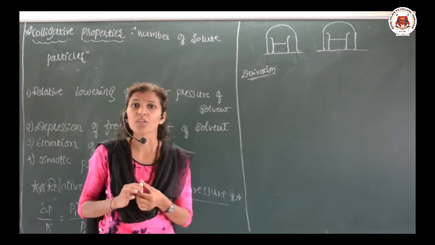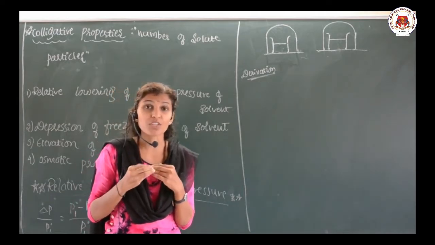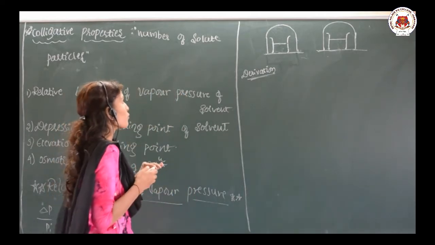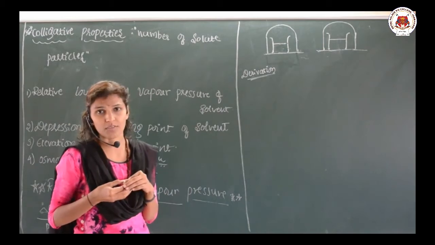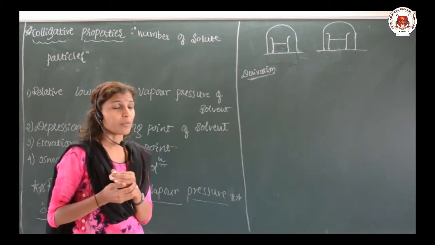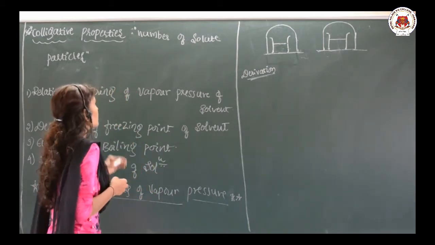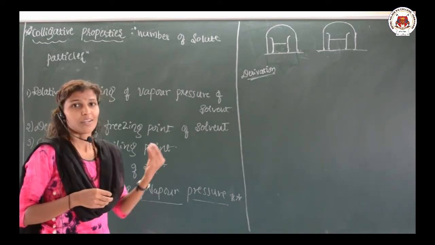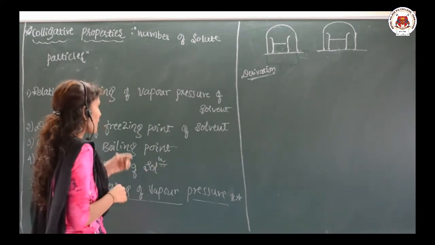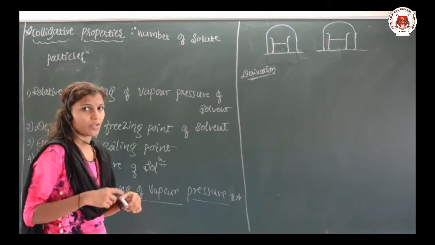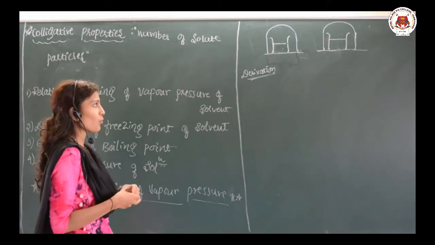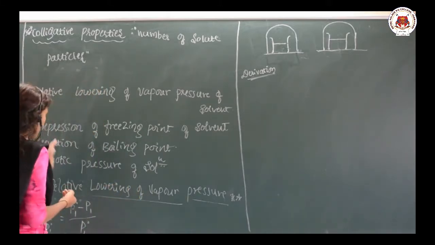So, what is the meaning of the colligative property? The properties which depend upon the number of the solute particles are called colligative properties. Keep in mind that they are going to ask you the definition of the colligative property: define colligative property and write any one of the colligative properties, or give one example. See here, there are 4 colligative properties.